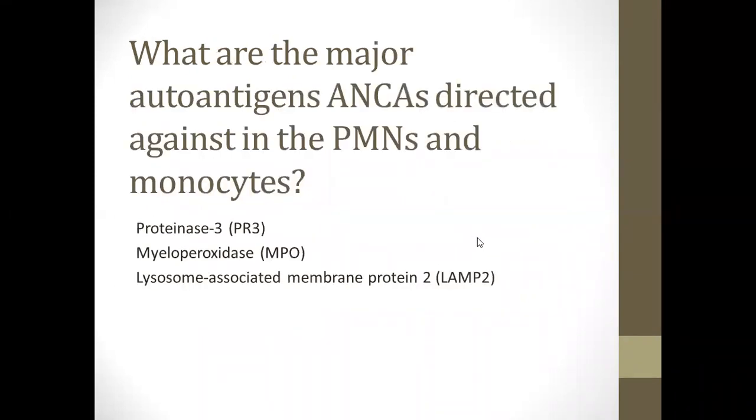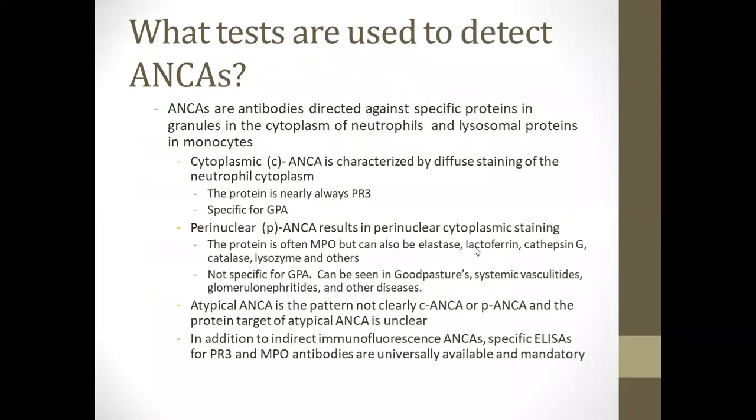The major autoantigens with the ANCAs are primarily PR3 and MPO, but LAMP2 is also part of that, not one we routinely check for. What tests are used to detect the ANCAs? We use immunofluorescence for C-ANCA, P-ANCA. And I know if you've been doing internal medicine words for a bit, you're already ordering these. We routinely now get PR3 and MPO.